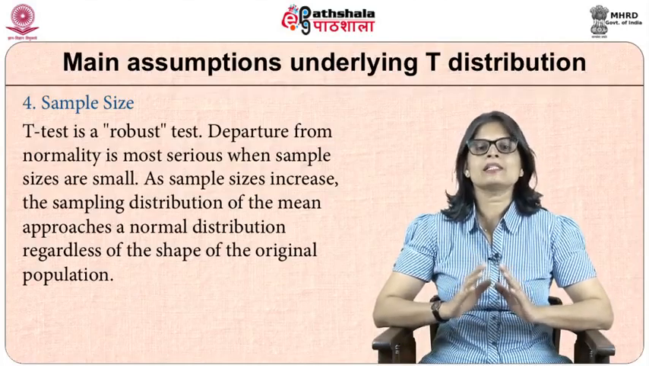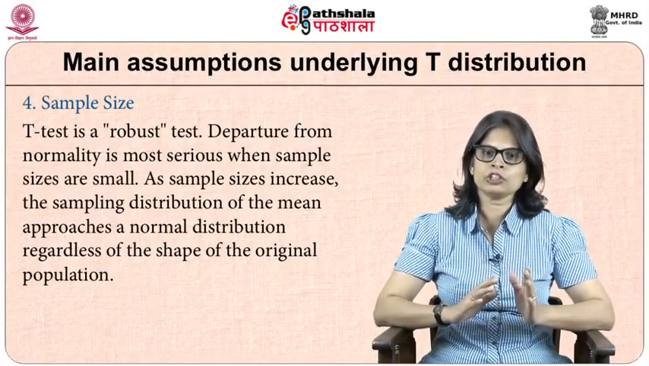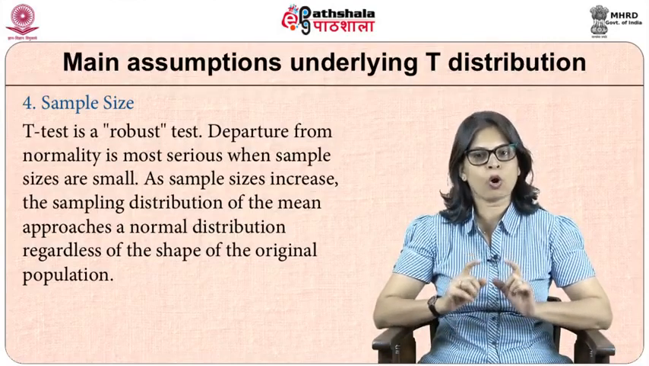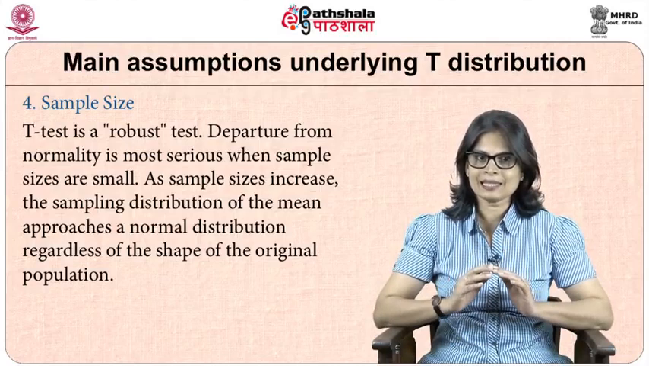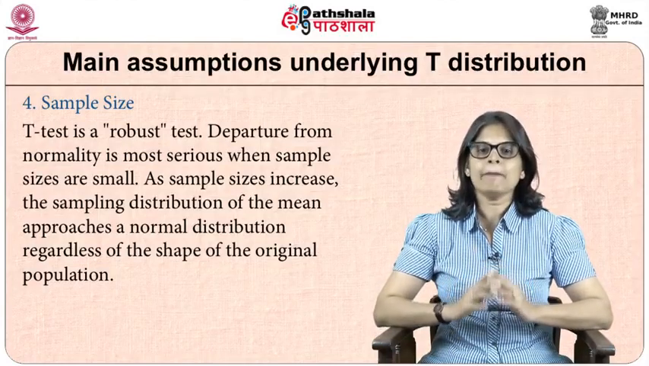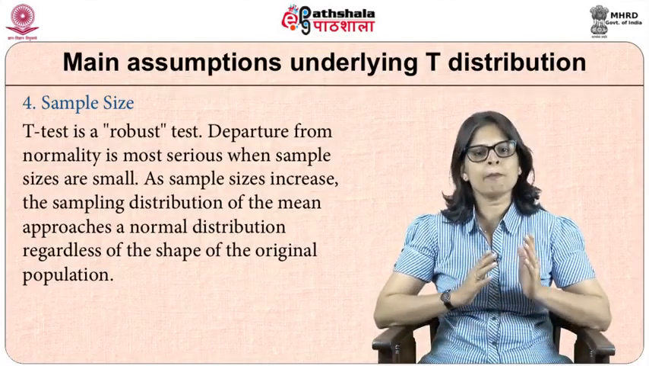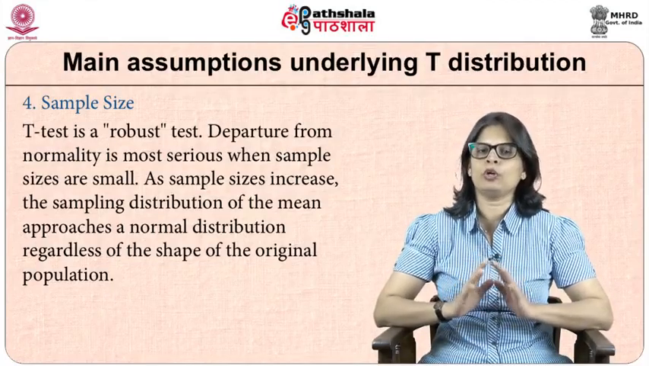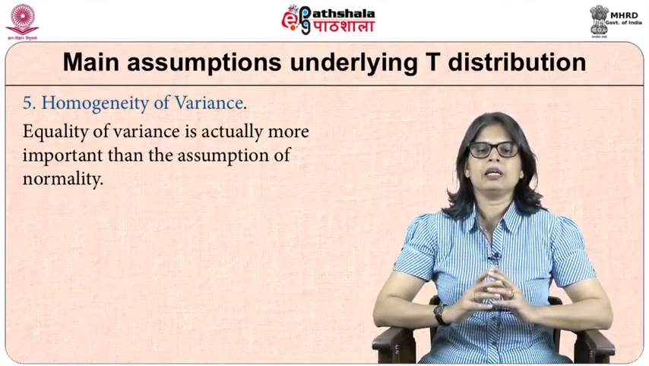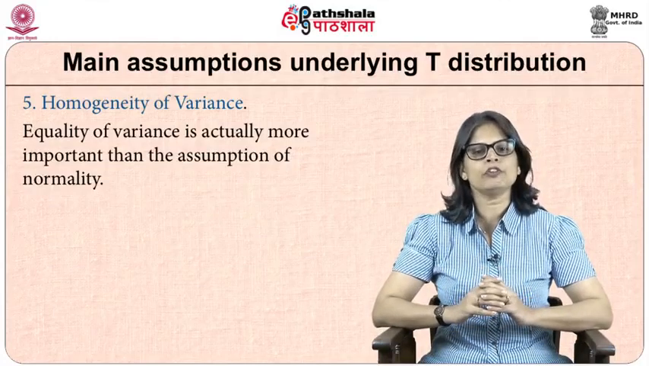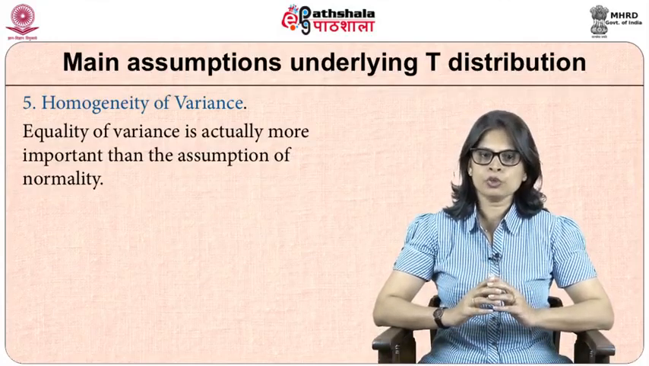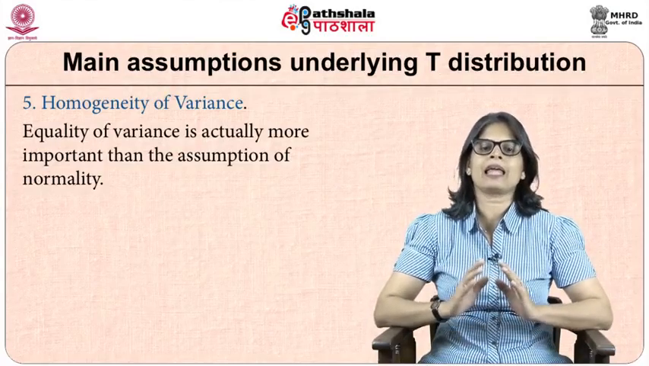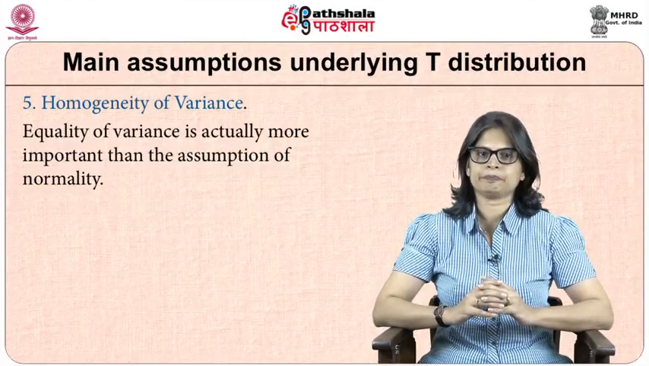Fourth, regarding the sample size. Remember, the t-test is a robust test. Departure from normality is most serious when sample sizes are small. As the sample size increases, the sampling distribution of the mean approaches the normal distribution regardless of the shape of the original population. Last is the homogeneity of variance. We assume the equality of variance, and it is actually more important than the assumption of normality.